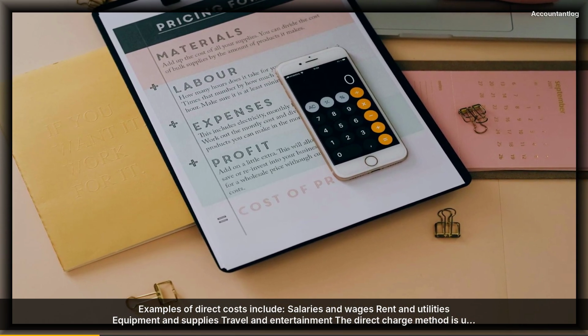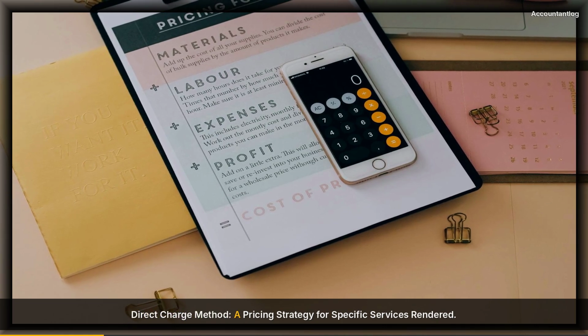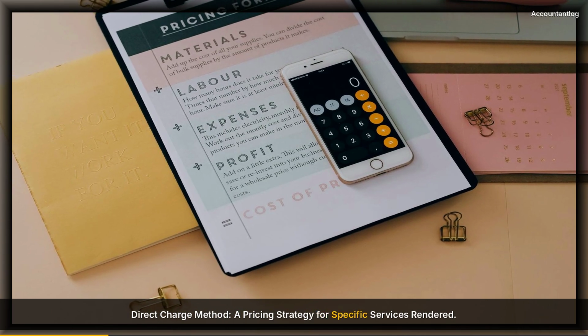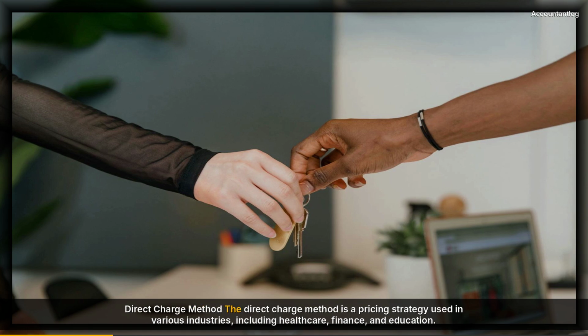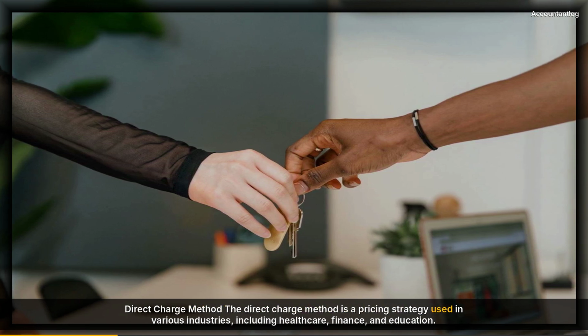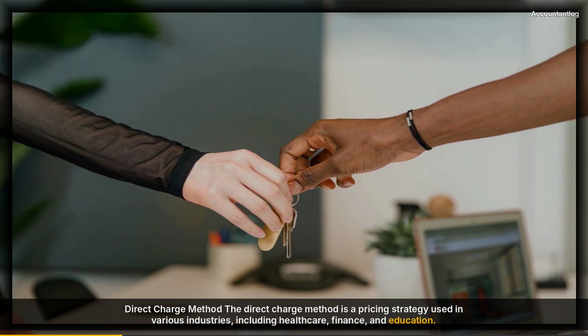The direct charge method is a pricing strategy used in various industries, including healthcare, finance, and education. This method involves directly charging clients for specific services rendered, where the costs can be easily identified, quantified, and linked to specific group enterprises. Key characteristics.